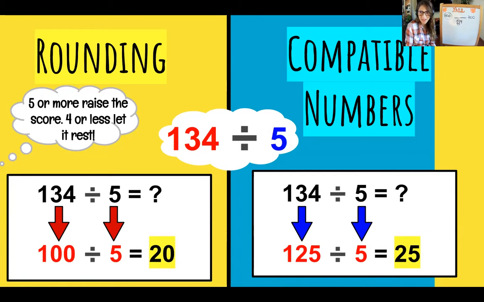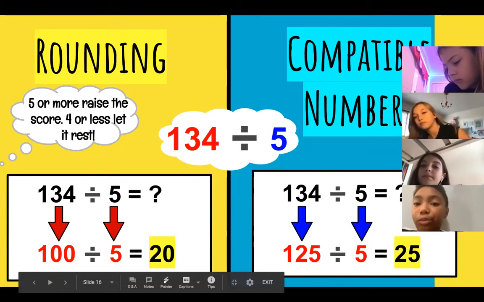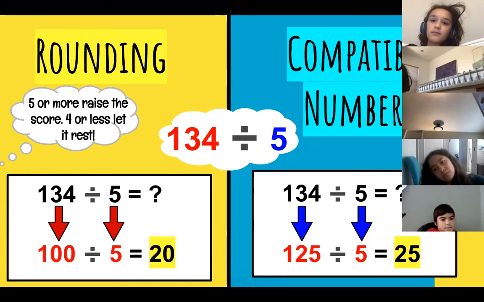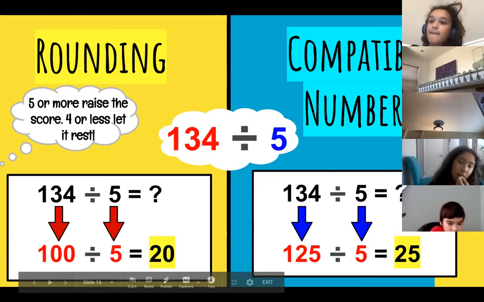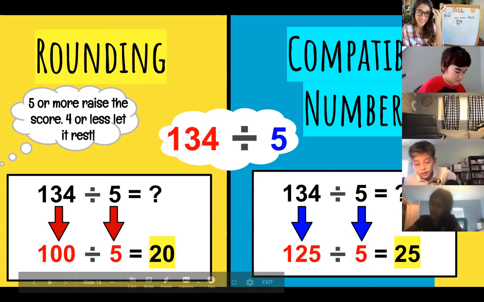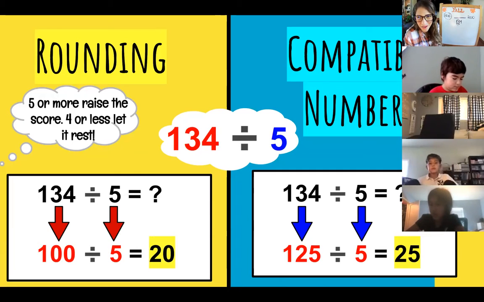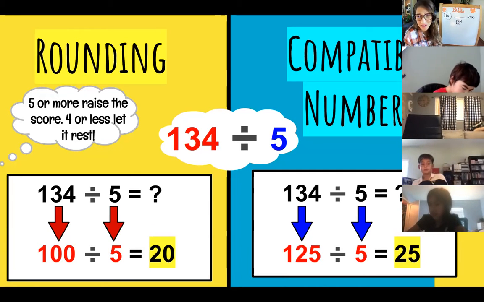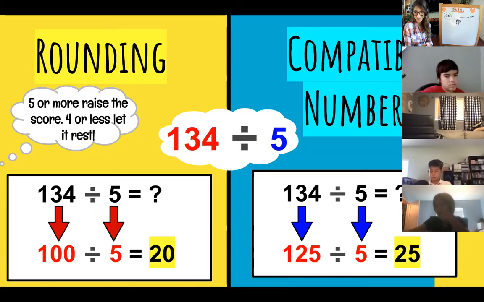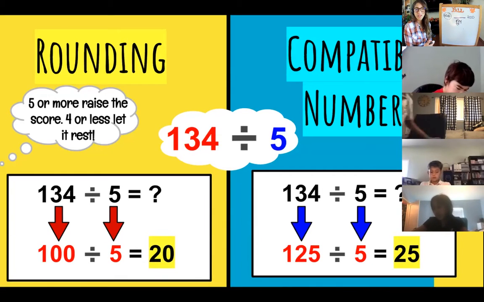I'm looking for some hands. Why did I keep it a 5? Patrick? Because 5 is still really easy to divide or multiply. Exactly. 5 is a times table I know. I do not want to change my divisor if it is a single digit because those are times tables that I'm familiar with. I want to change my dividend because I don't know my 134 times tables, right? So I'm going to keep my divisor of 5 because that's the times table I'm working with.